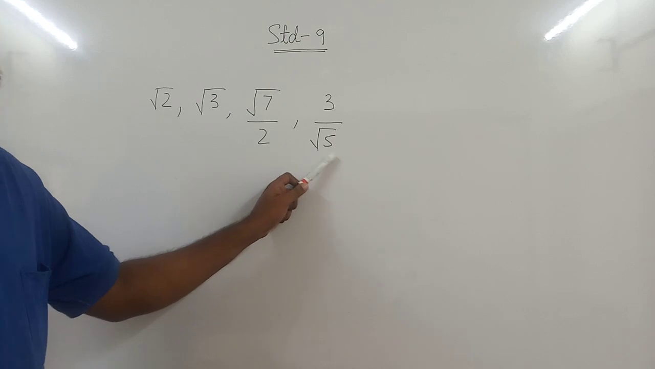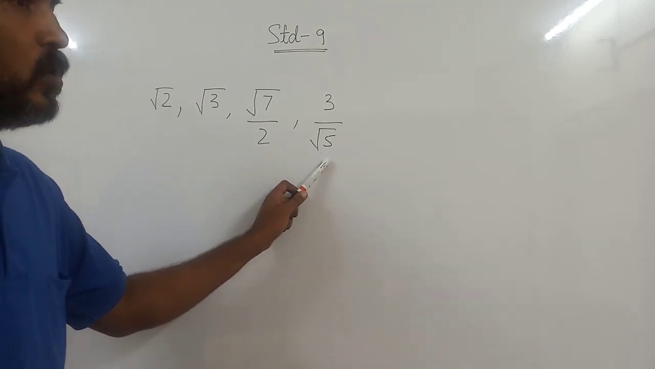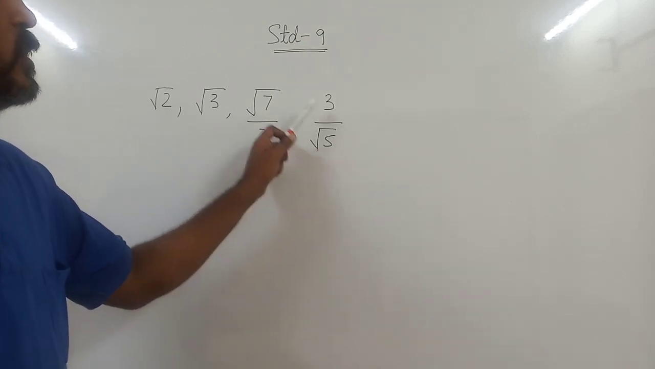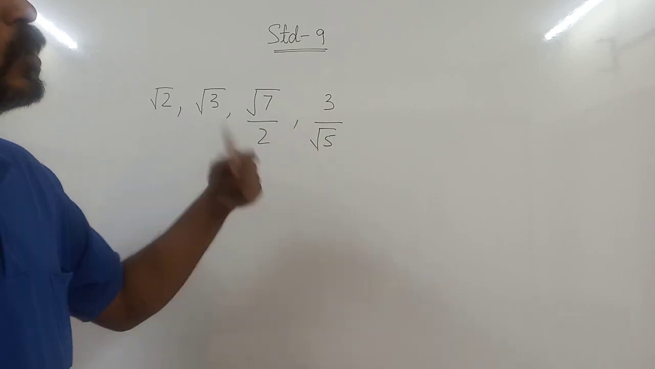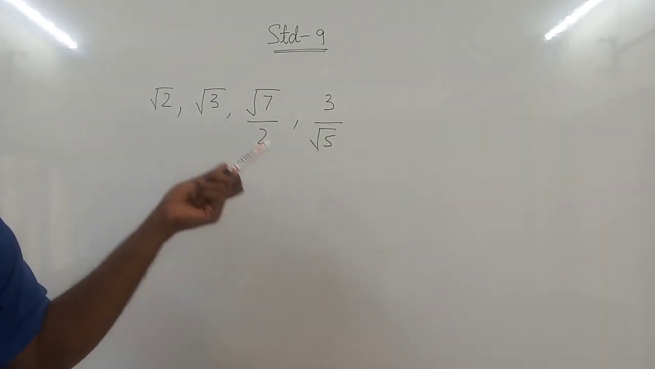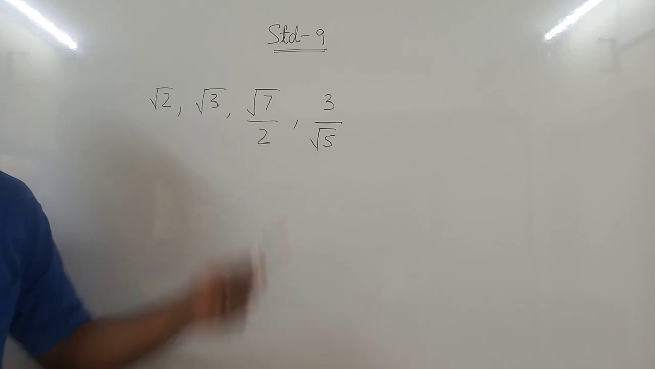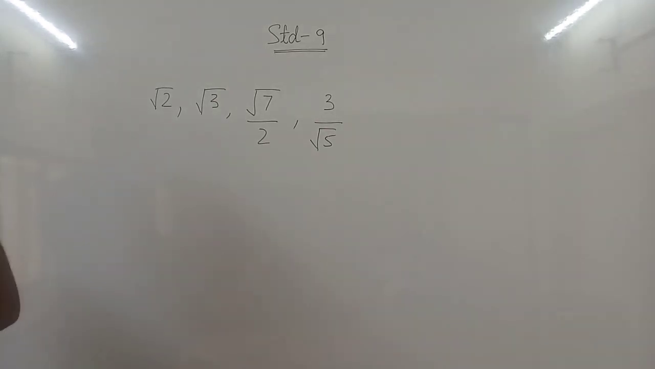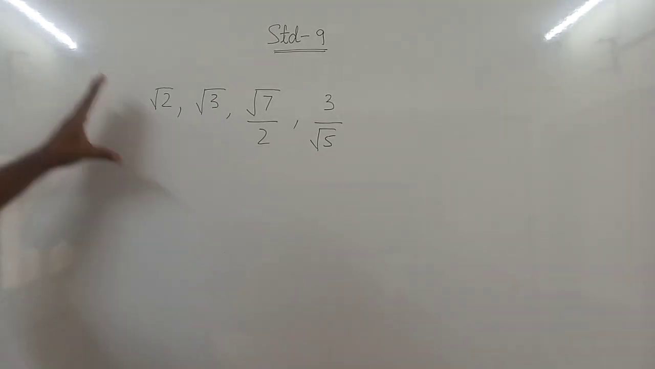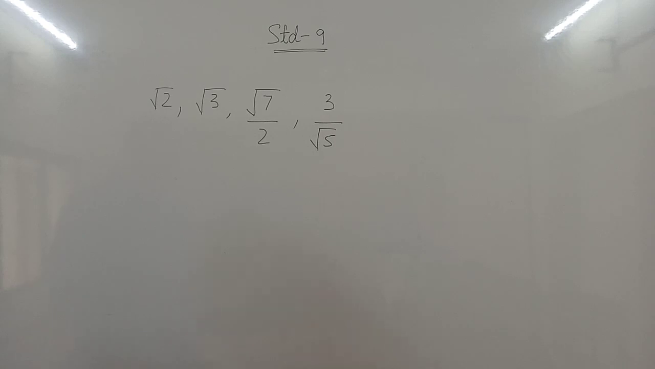Here, the denominator is irrational. This is a non-terminating, non-recurring decimal. So when you divide 3 by root 5, you will still get a non-terminating, non-recurring decimal. So these numbers are all irrational numbers. Yes? So once we have understood irrational numbers, now what do we do with numbers?